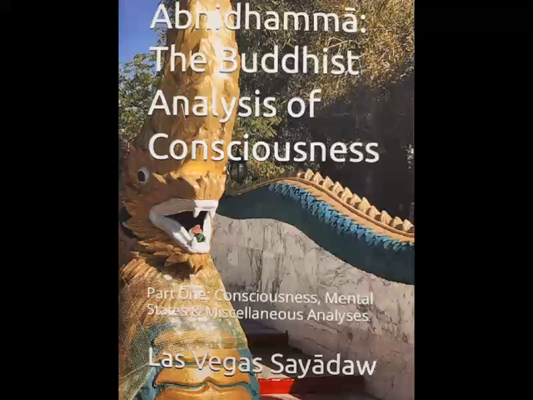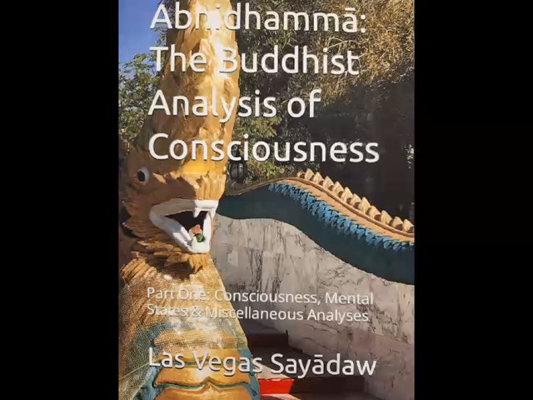So, we have 8 types of noble persons. Using the Sotapanna example, we have a Sotapanna Magga person and a Sotapanna Phala person. The former is called that for just one moment, the moment path consciousness arises. After that, Phala Citta immediately arises. From that moment until the person gains the 2nd stage of enlightenment, he is called a stream enterer. You understand this, right? We have 8 kinds of noble persons.